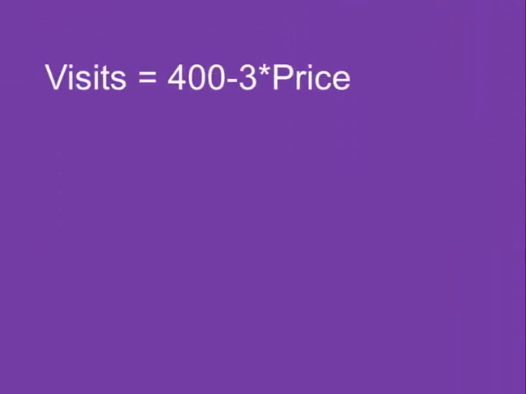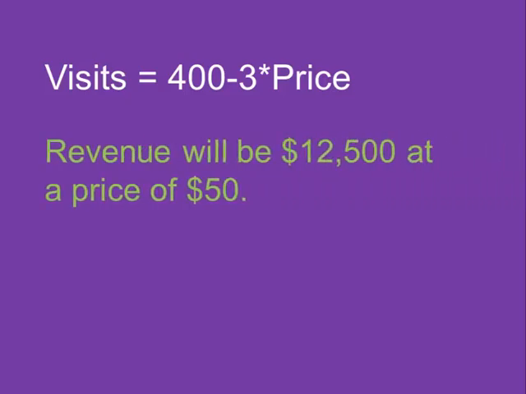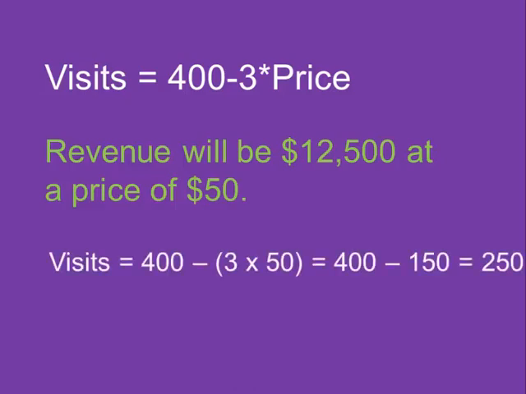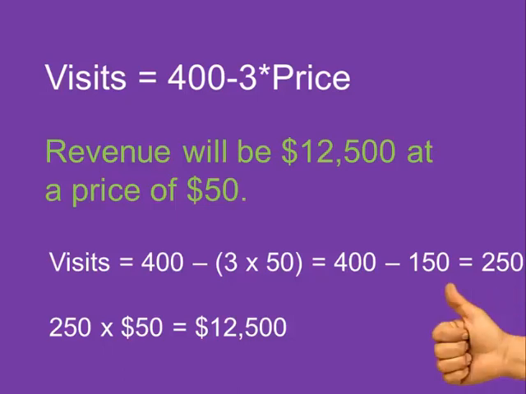Our next question is, revenue will be $12,500 at a price of $50 a visit. Well, let's figure out how many visits we're going to have. Again, we work through the formula. We come up with 250 visits. We're going to have 250 visits if we've now priced our visit down to $50. Work out the math. And yes, lo and behold, we will be making $12,500. That is correct.